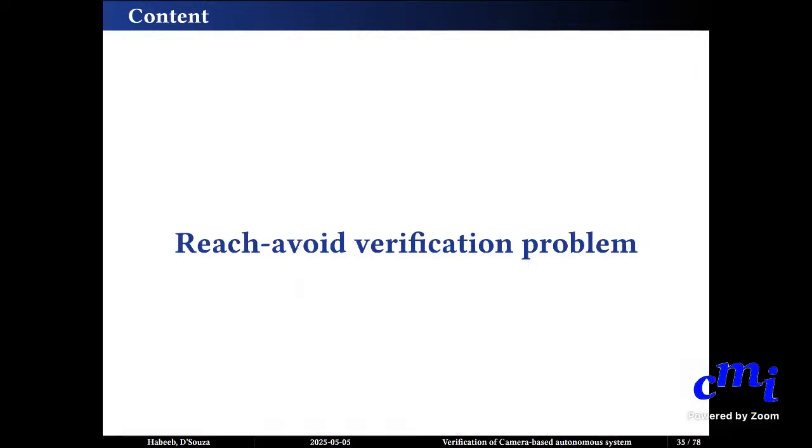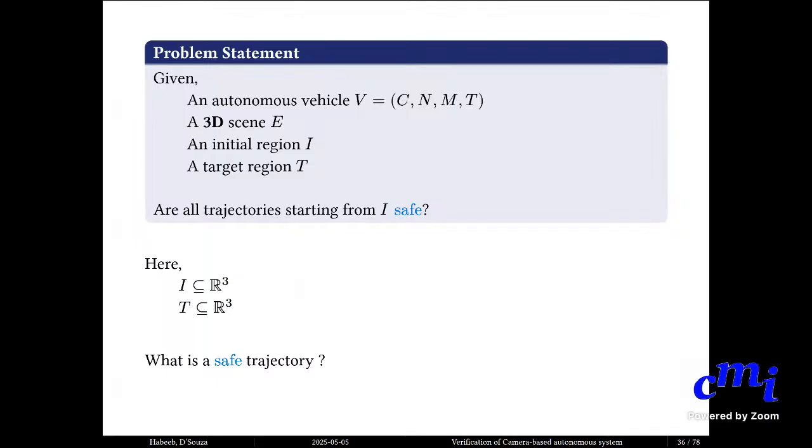So the reach-avoid verification problem states that given an autonomous vehicle B, this is why, sir, I put this vehicle before this, because the definition of the problem was using this. Just to recall, C is the camera image output. N is the neural network. M is the controller that implements the motion. And capital T is the time, is it? No, this is the target region. Target region, sir.